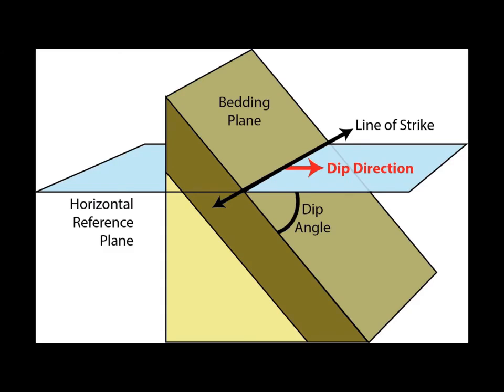Dip direction is the direction in which water would flow down your measurement plane, and it is always perpendicular to strike. A simple cardinal direction for dip direction is usually sufficient. So, the complete description of a plane consists of strike, a directional bearing, dip, a vertical angle, and dip direction, a cardinal direction.